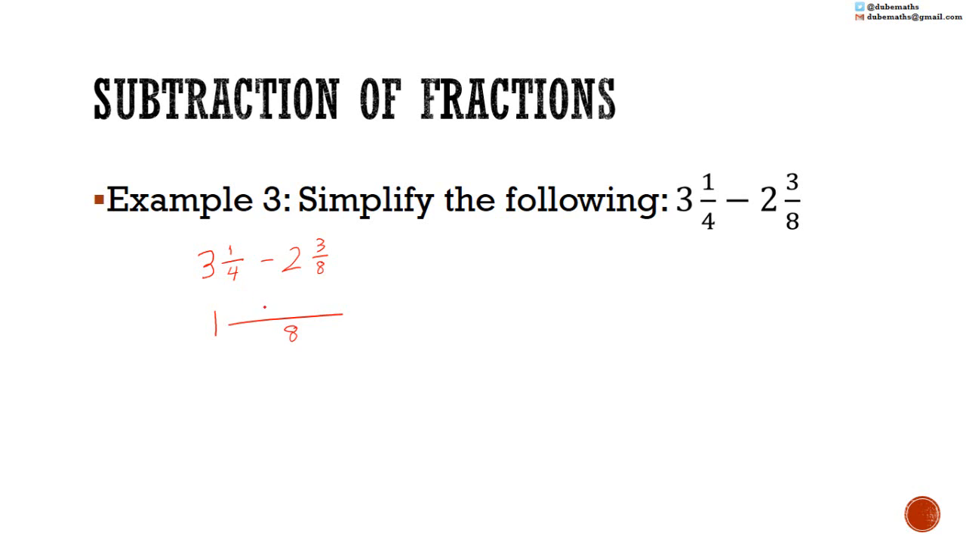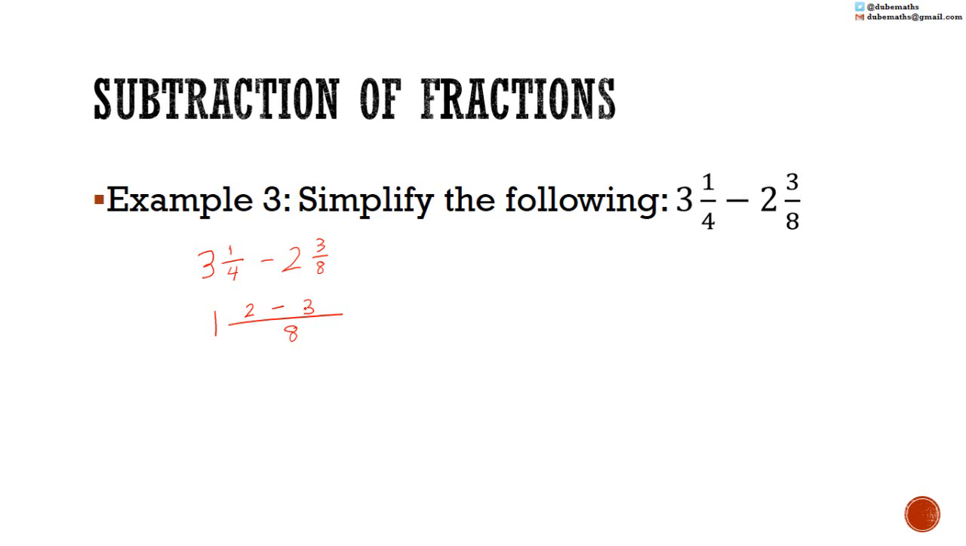4 multiplied by what will give you 8? 4 multiplied by 2 will give you 8. So we multiply 2 by 1 to get 2. So 2 over 8 is the equivalent fraction of 1 over 4. Take away. 3 over 8 is the same as 3 over 8. So here we have 1 and 2 take away 3 over 8.